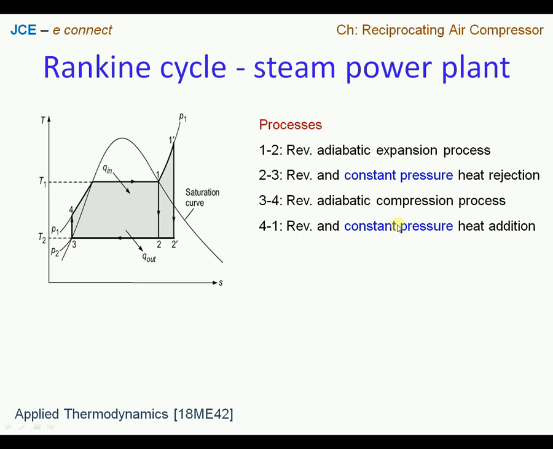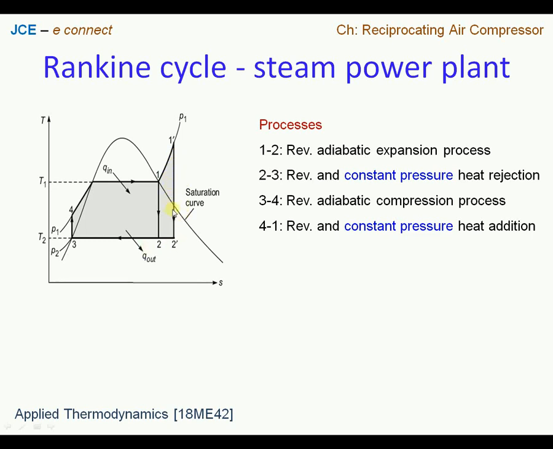So we see that when you compare the Carnot cycle with the Rankine cycle, the heat addition and heat rejection in the Carnot cycle take place at isothermal, constant temperature condition. But in the Rankine cycle, the heat addition and the heat rejection happen at constant pressure condition. So that is a fundamental difference. Now moving further, let us develop some equations by taking the components one by one.